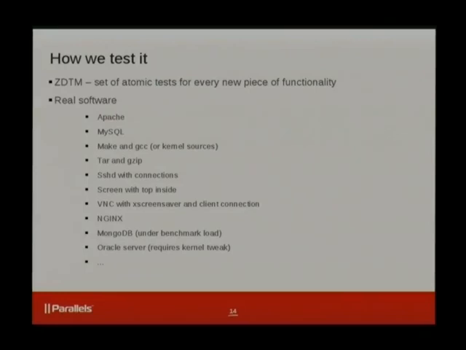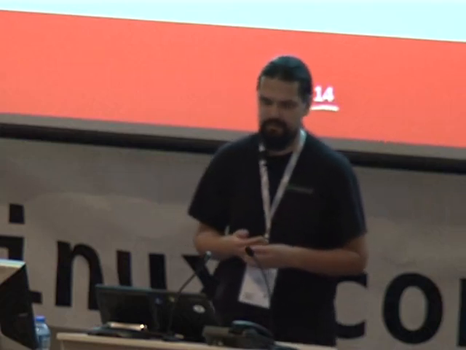And to find out new things to support, from time to time we take some real software and check whether the CRIU tool can work on it. So far we have tested Apache, MySQL, kernel compilation in 8 threads with make and GCC, and we've checked sharing the kernel source tree. We've checked SSHD with a connection, to make sure that TCP connection repair mode really works, at least on one machine. We've checked screen with top and other tasks running inside to check terminals, because terminals are very tricky.